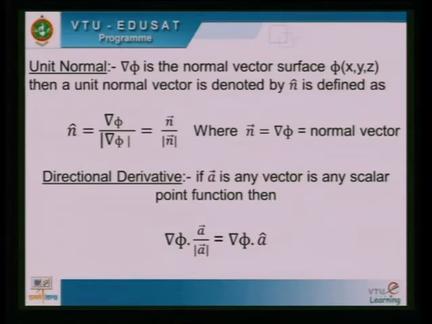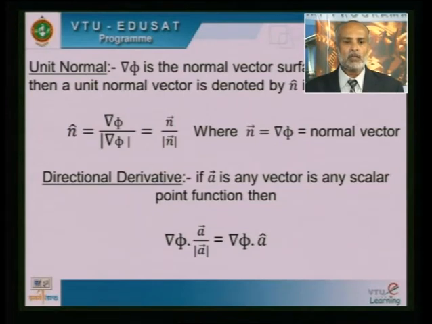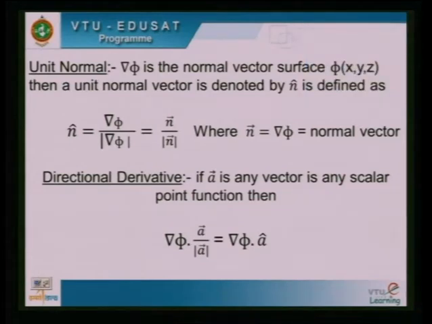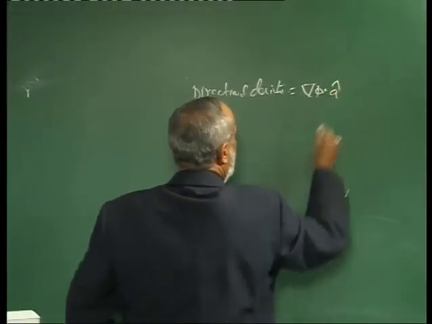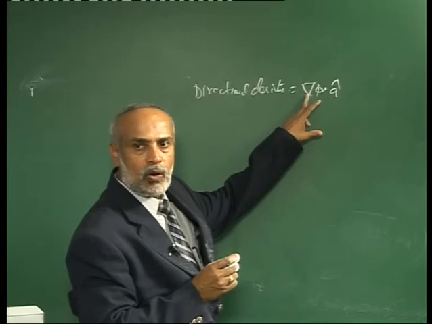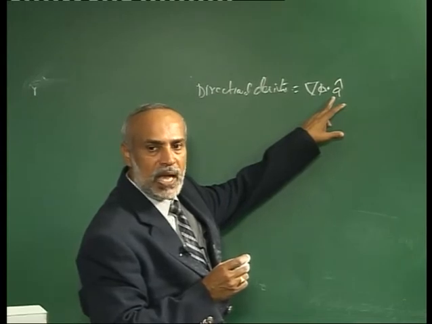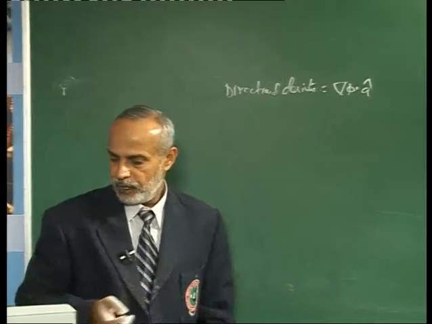Similarly, the directional derivative: if a vector is any vector and phi is any scalar point function, then gradient of phi dot a vector divided by modulus of a vector is the directional derivative. Directional derivative is equal to gradient of phi dot a cap. Gradient of phi can be written as dou phi by dou x i cap plus dou phi by dou y j cap plus dou phi by dou z k cap, and a cap is a unit vector, a cap equals a vector divided by modulus of a vector. This is the directional derivative formula.